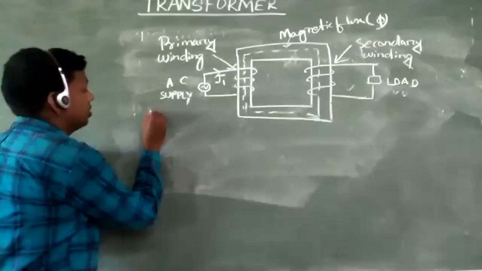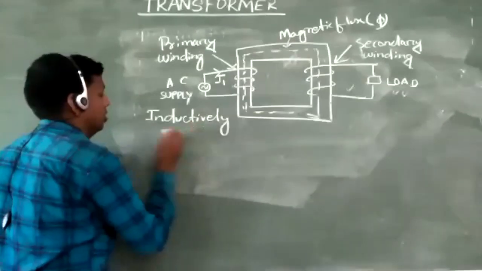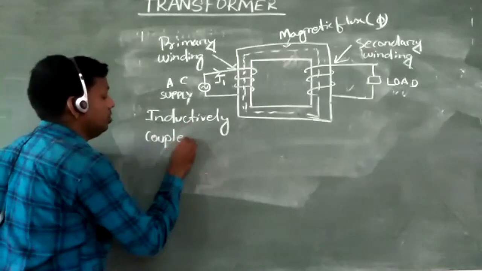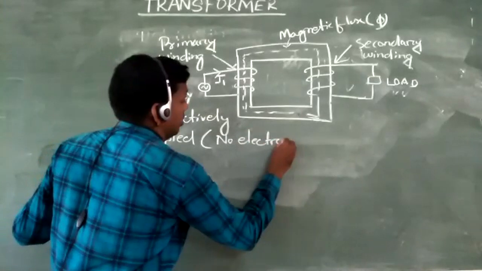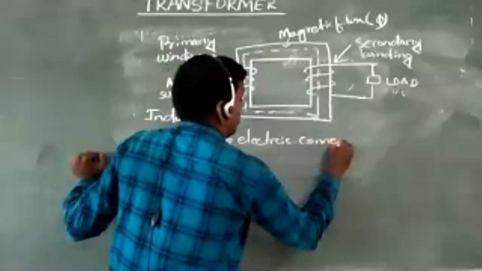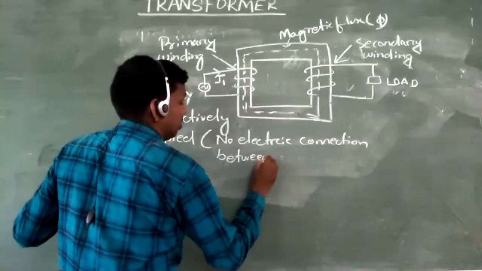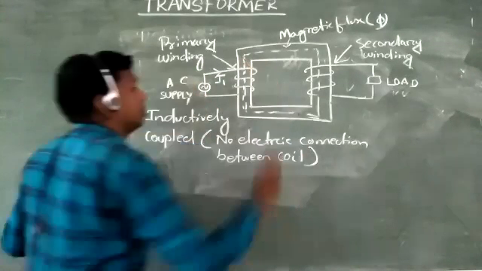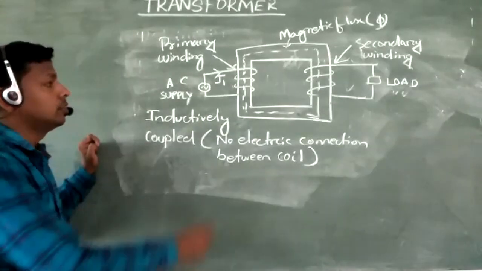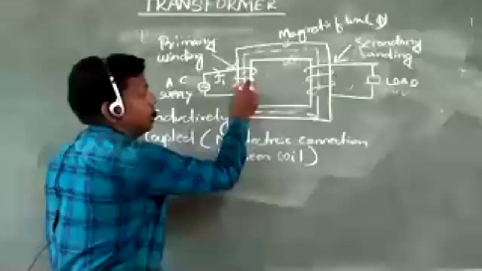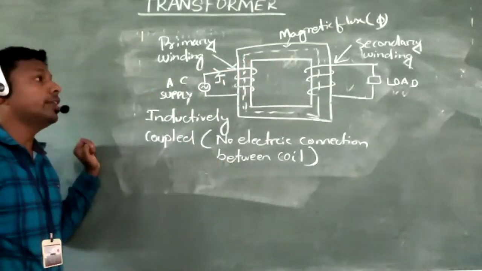That's why it is called inductively coupled. Inductively coupled means no electric connection between two coils. So this is the basic structure of a transformer: magnetic core, primary winding, secondary winding. This is the path of magnetic flux which is linked to the core.